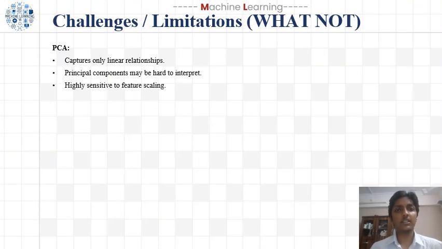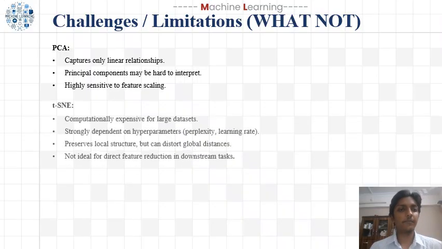Now let's see the challenges and limitations. First, in PCA, the first challenge is that it only captures linear relationships. It does not work on non-linear data. Imagine if you have a data set that is in 3D and it is in spiral structure. PCA cannot interpret the spiral structure onto a lower dimensional space. That is a limitation of PCA. Then, principal components may be hard to interpret and highly sensitive to feature scaling.